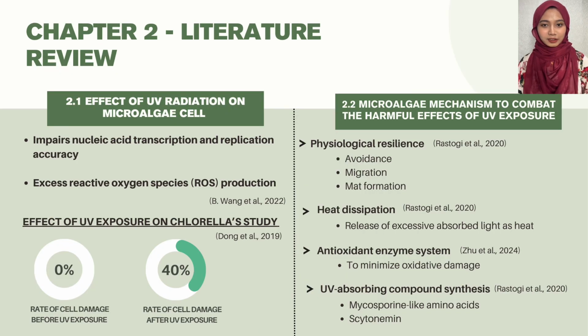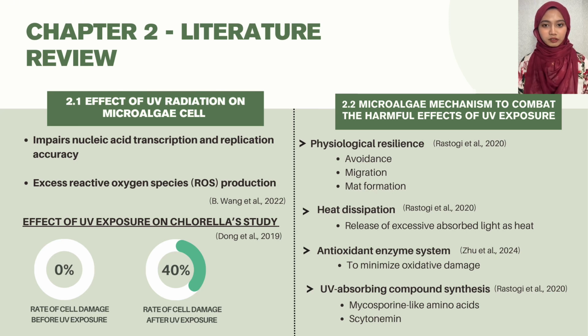First of all, let's take a look at the effect of UV radiation on microalgae cells. UV radiation can harm microalgae growth and metabolism by damaging crucial biomolecules. DNA can get damaged by disrupting transcription and replication, leading to mutation and higher cell mortality. UVB radiation also triggers the production of reactive oxygen species, which further damage the cell. A 2019 study found that 98.2% of Chlorella cells had intact membranes before UV exposure. However, the damage rate increased significantly up to 40.1%, with cells losing integrity and even lysing.